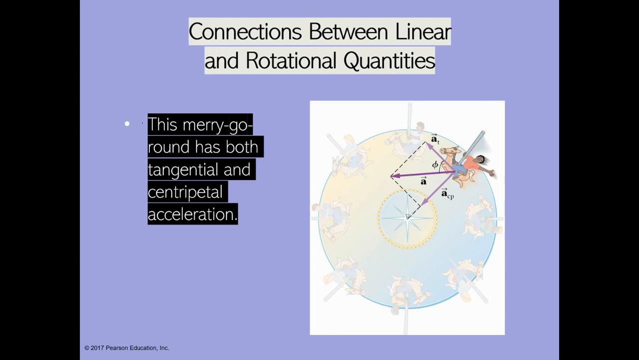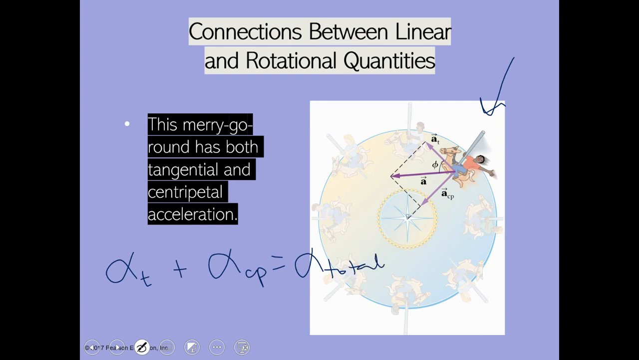Here we have a child on a merry-go-round. If the angular speed is increasing, that child is going to experience both a tangential and a centripetal acceleration. If that's the case, then our total acceleration is going to just be the sum of the individual accelerations. So it would be our tangential acceleration plus our centripetal acceleration, and that would equal the total acceleration here.